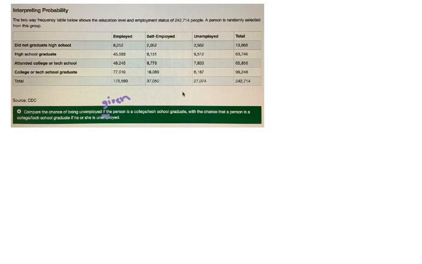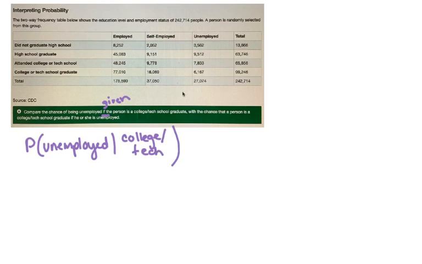So we're looking for the probability of a person being unemployed given that the person is a college tech school graduate. So given college tech school. Okay. And so this is kind of what I was saying earlier. I hate memorizing formulas because I can't. Luckily, you guys don't have to because you can use your notes for now while we're doing this distance learning. But I've never been one to memorize formulas. I have to understand where they come from.